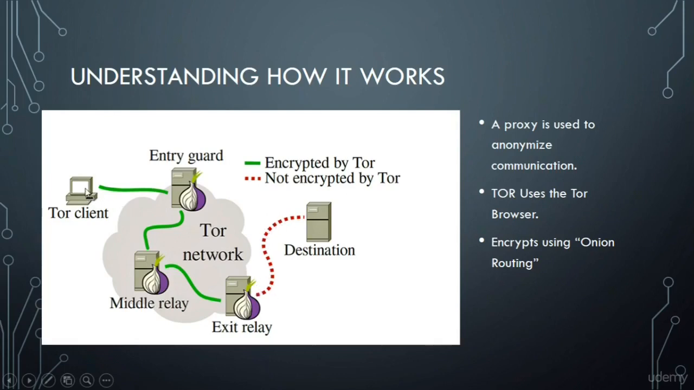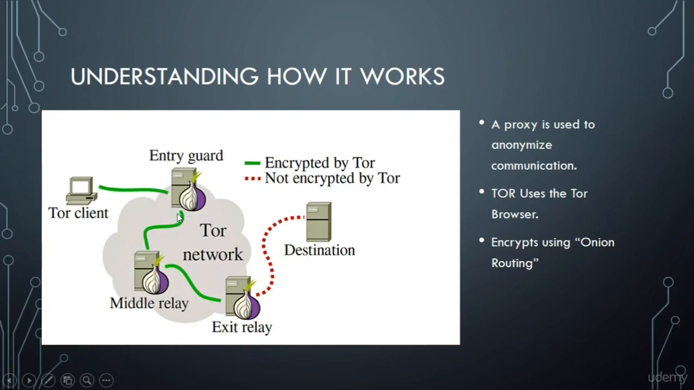Now, as you can see, this is you basically. You are the Tor client. The Tor client is going to go through a node. The first node is always going to be permanent. It's going to be the same node every time. I'll explain what a node means later. This is the entry guard, which is the first node.